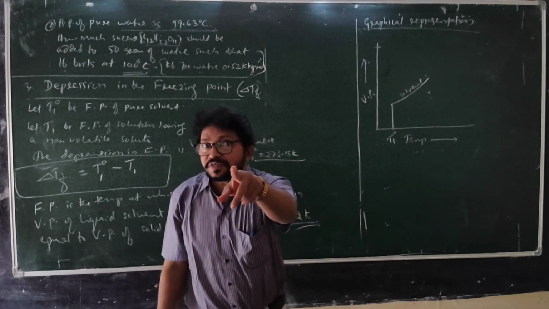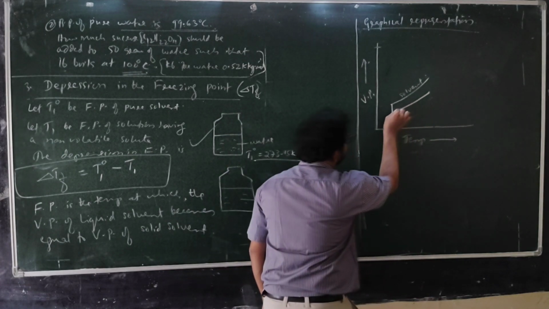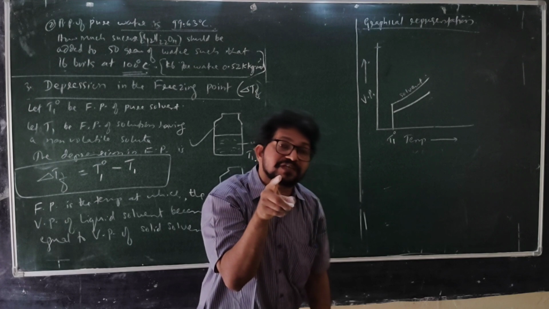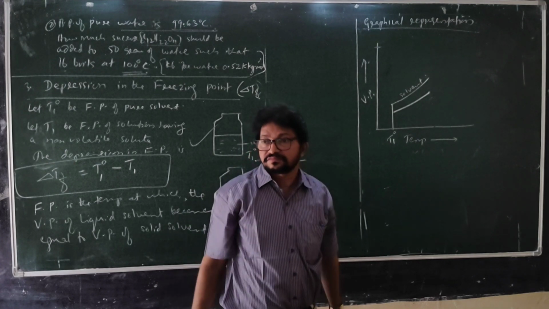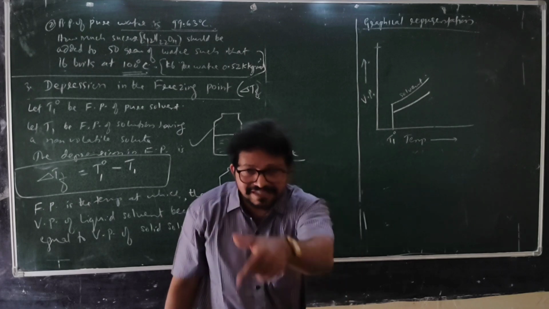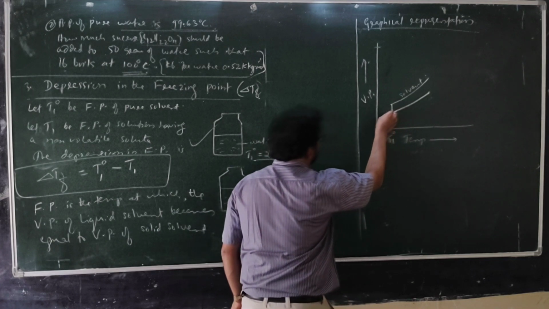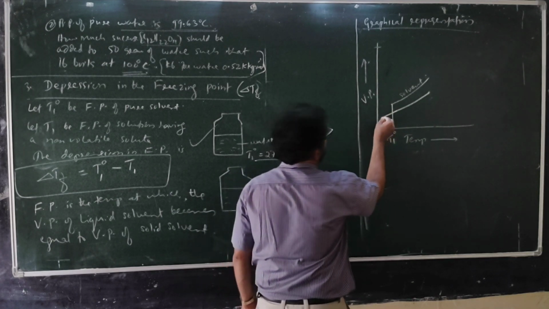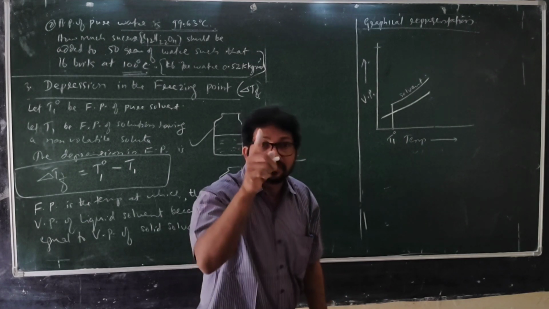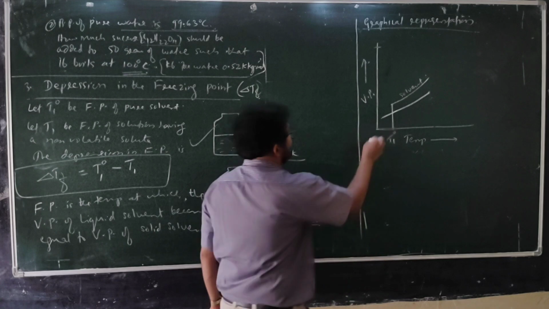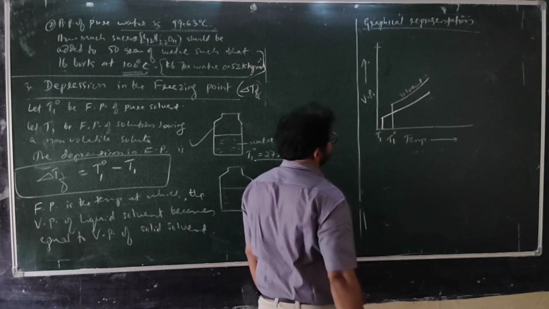Since mole fraction of solvent is less in the solution, as and when you go on cooling, when you reach here, you will not reach the vapor pressure of solid solvent, because in the solution solvent is less, mole fraction is less. So you have to further cool it. Now the vapor pressure is equal to vapor pressure of solid solvent in the solution, and solution freezes at this temperature, and this is T1.